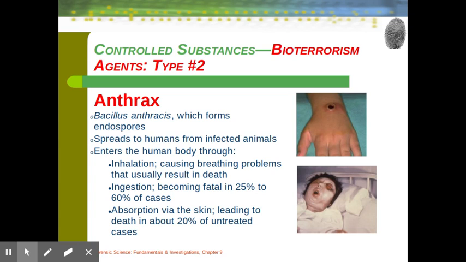Anthrax, you might have heard of that too. Anthrax was another one after 9/11 that there were envelopes with anthrax mailed around. But it spreads. Initially, you might think that animals can spread it, so you may have heard farmers or people talk about anthrax too. It enters the human body through inhaling, ingesting, or absorption, and it can be pretty fatal.